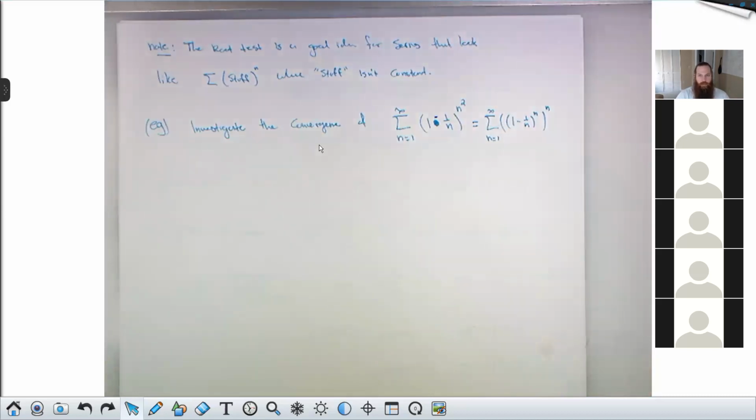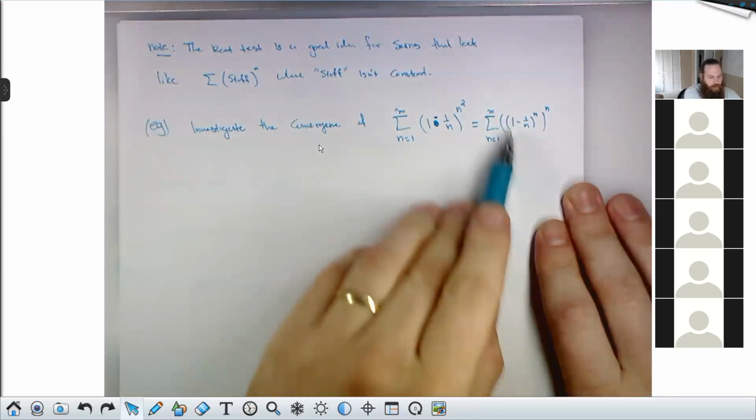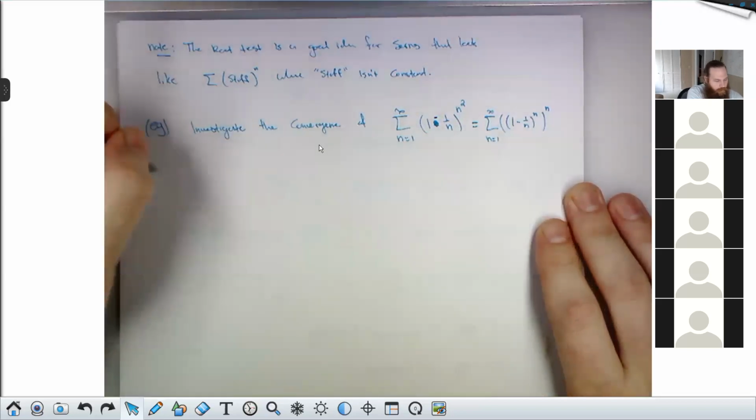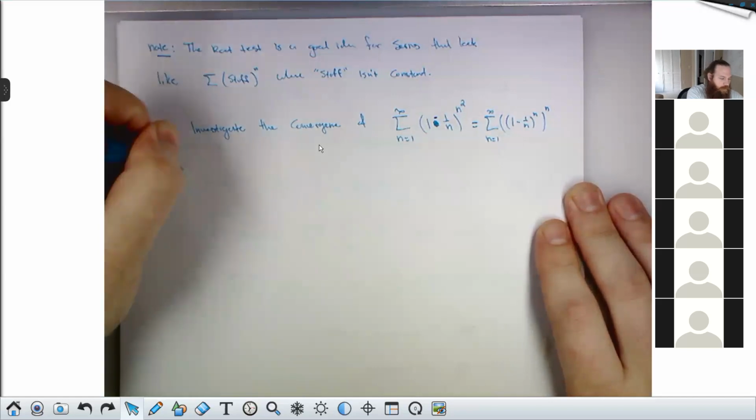And the reason this is one of my favorites is because it requires you falling back on something we talked about in section 11.1 when we were dealing with sequences. So let's jump in. Certainly here I do have a bunch of non-constant stuff raised to the nth power. So I will try the root test.